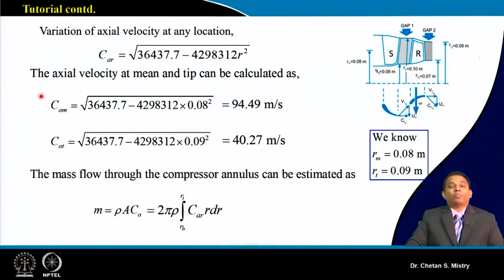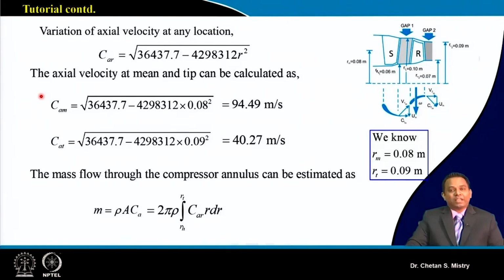Now as we have discussed, we are looking for the mass flow rate to be calculated. What we know is that mass flow rate we can calculate by using our continuity equation. As we have discussed, it is equal to density into area into my axial velocity.